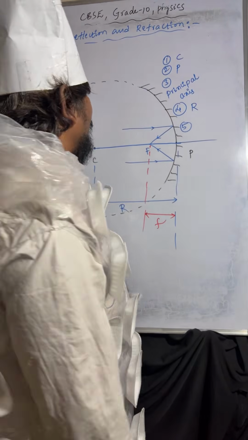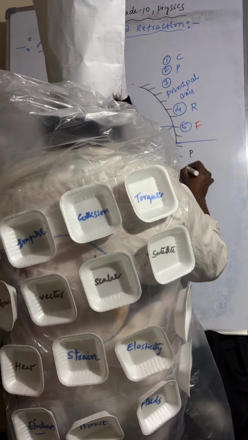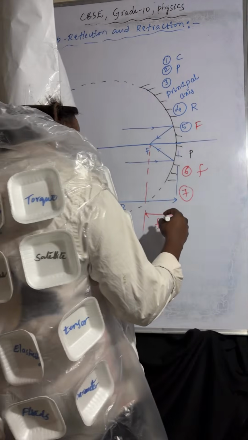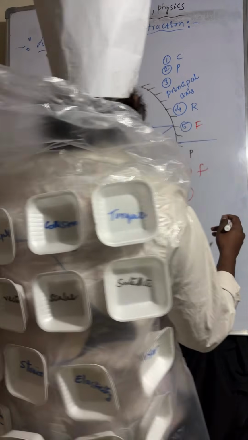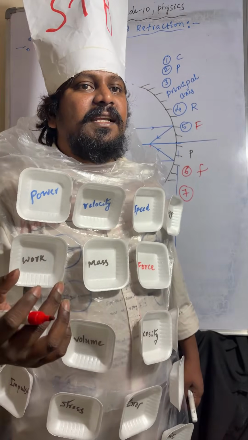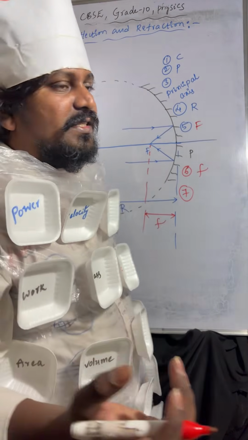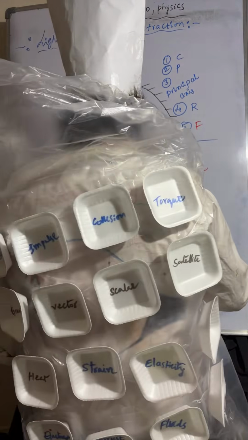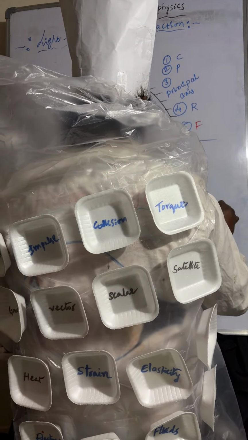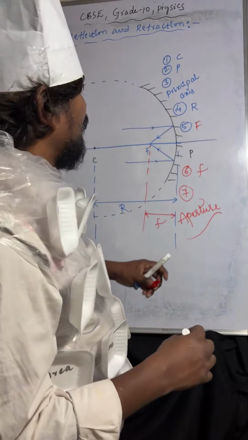And the width of the mirror. So this is the focus, the sixth one is focal length, and the seventh one is aperture. The width of the reflecting surface is called aperture. Understood?